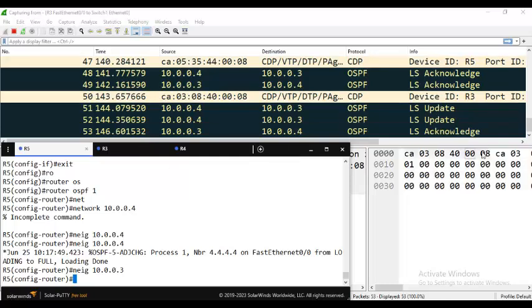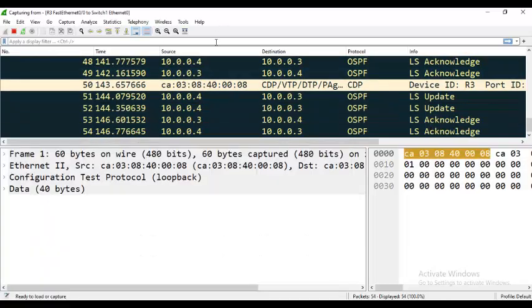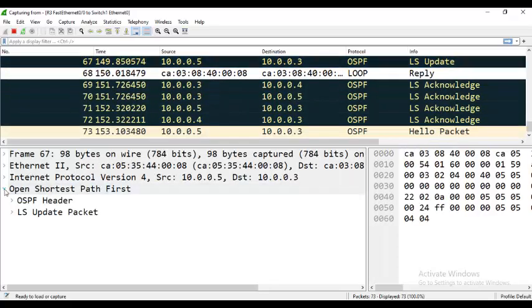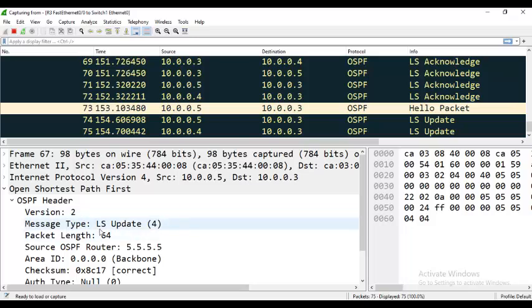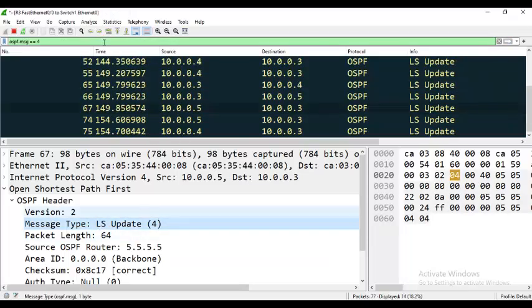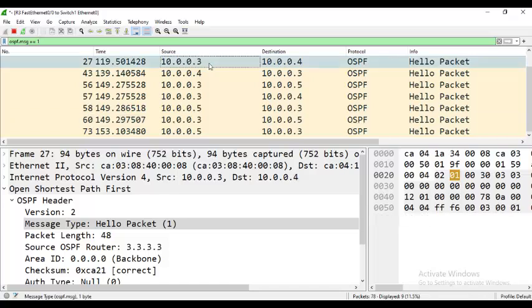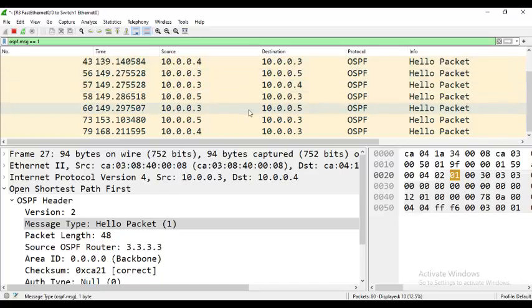If I want to see hellos, I need to filter on OSPF. See, all the hellos here are unicast. 10.0.0.3 is sending to 10.0.0.4, and 10.0.0.4 is sending to 10.0.0.3. All the hellos are unicast here because we said non-broadcast as the network type. No neighbors are dynamically discovered because OSPF no longer uses that multicast address. That's the right way of saying it.